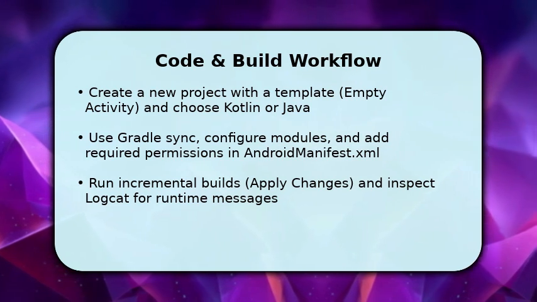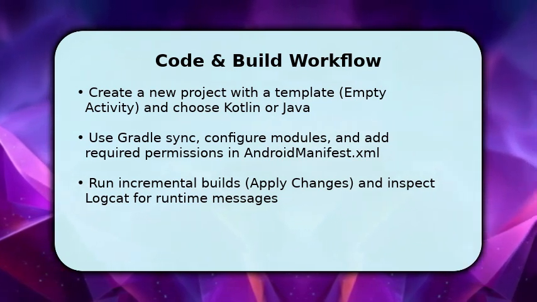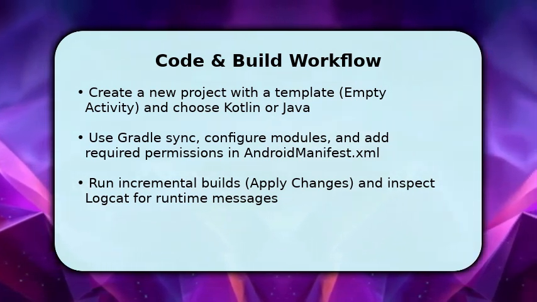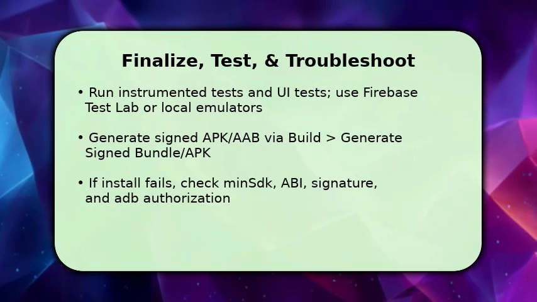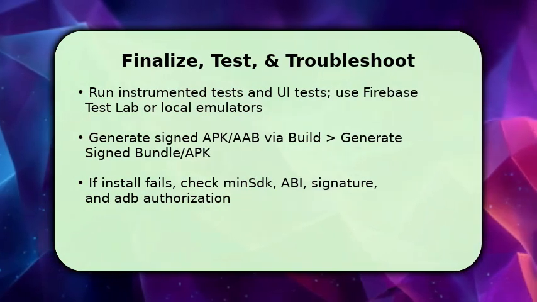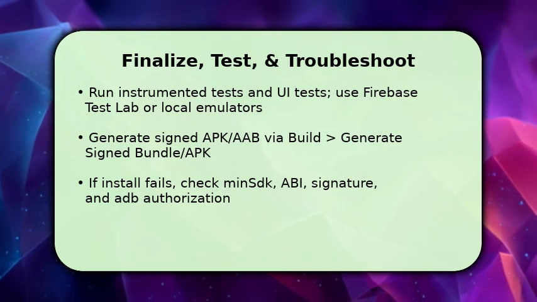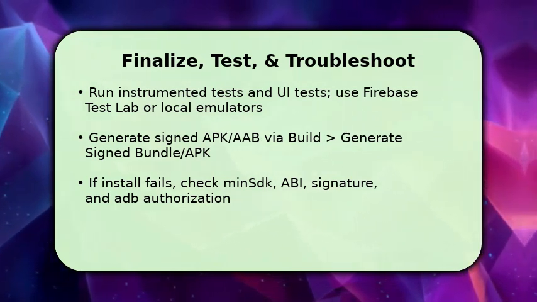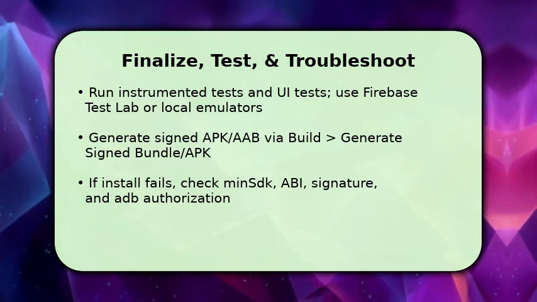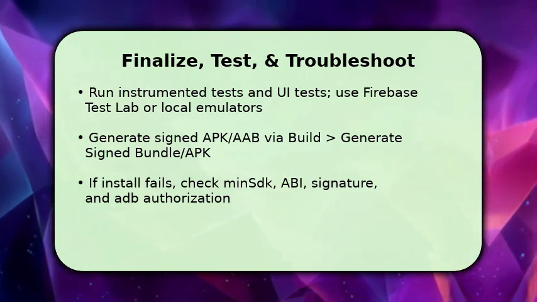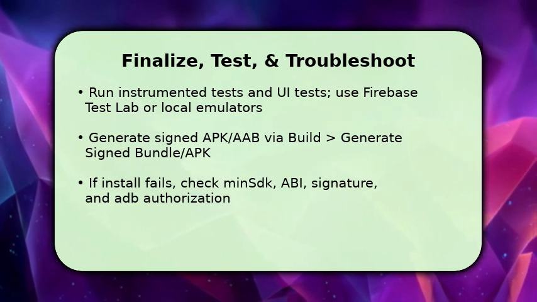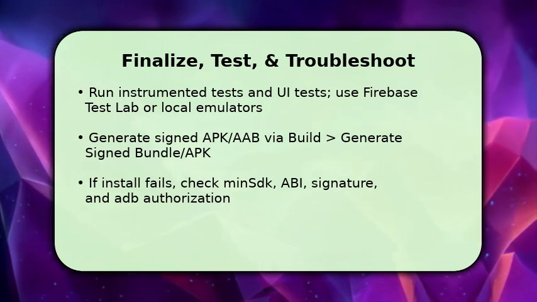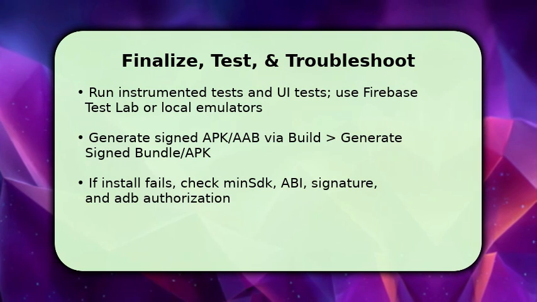Monitor Logcat and the debugger to trace crashes and performance issues while iterating on features. To finish, write unit and instrumented tests and run them on the device or emulator to validate behavior. Once stable, create a signed APK or AAB via Build, Generate Signed Bundle/APK and follow the keystore steps to preserve app identity. Make sure ProGuard and versioning are configured before release.